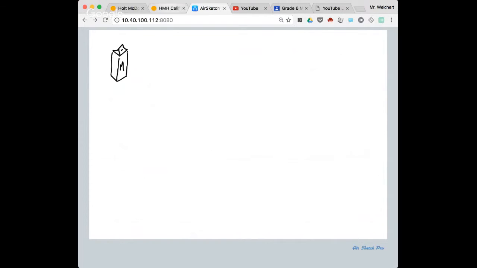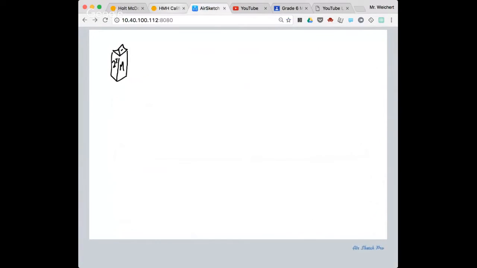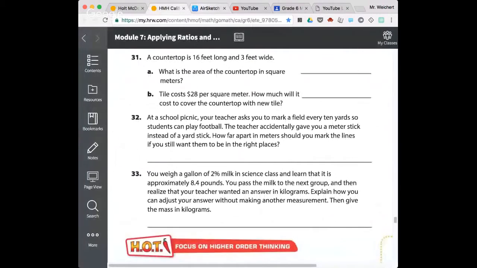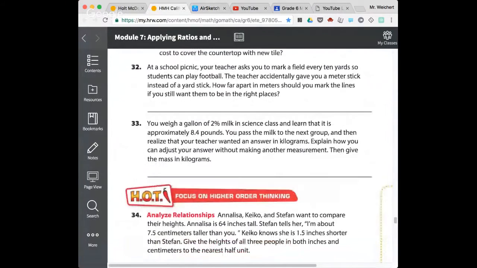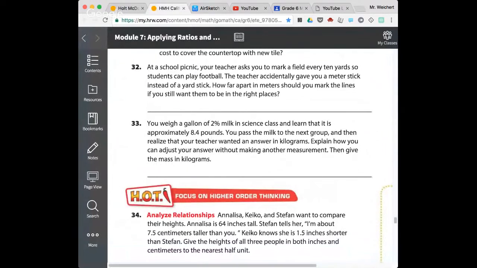You take your milk to class. You weighed it, so it's 2% milk. I don't know if that's important, but 2% milk, and approximately 8.4 pounds, okay? Put it on a scale. Scale says 8.4 pounds. By the way, pounds is LBS, okay? I know it looks like 16 or something, but it's LBS. So that's 8.4 pounds.